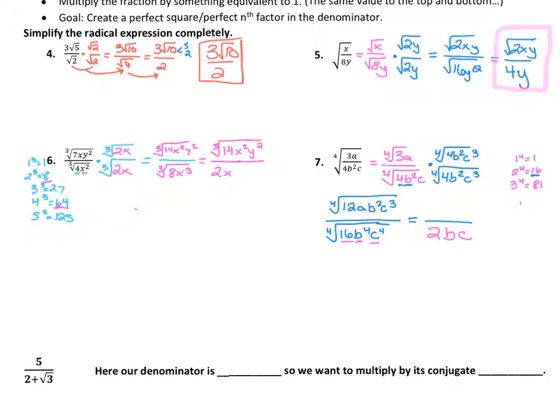In the top, if I go to break down 12, well, 12 is not going to give me any groups of 4. Neither is a or b squared or c to the third. So my numerator is just going to stay 12ab squared c to the third. And so that would be my final answer.